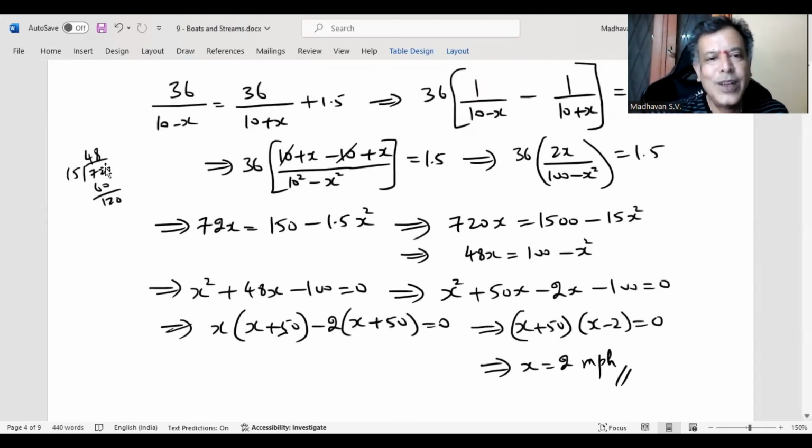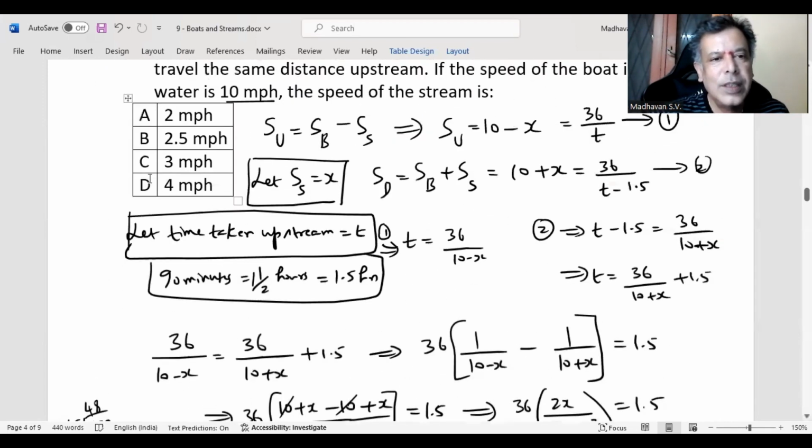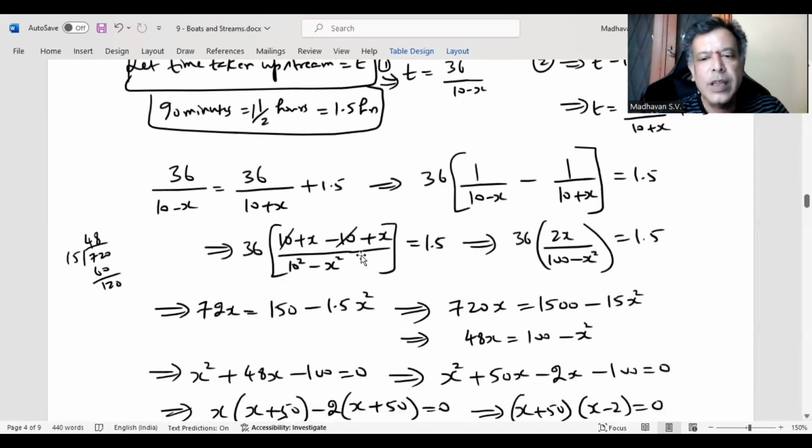So that is the solution. We will see what is the option. Yes, option A is the right option. Let us move on to the next question.